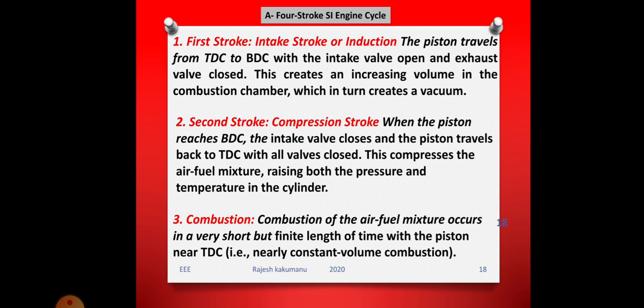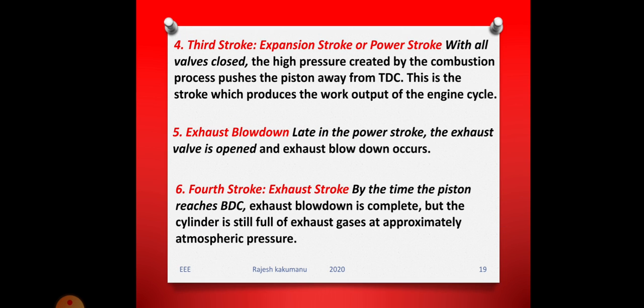So ఎప్పుడైతే the piston is moving from BDC to TDC, what happens? The compression takes place for the air fuel mixture, raising both temperature and pressure in the cylinder. When the temperature and pressure rise in the cylinder, automatically the combustion of fuel takes place with a short time but finite length of time with the piston near TDC. That is almost nearly constant volume combustion. మనకి constant గా volume combustion జరుగుతుంది at the combustion place. That is nothing but combustion.